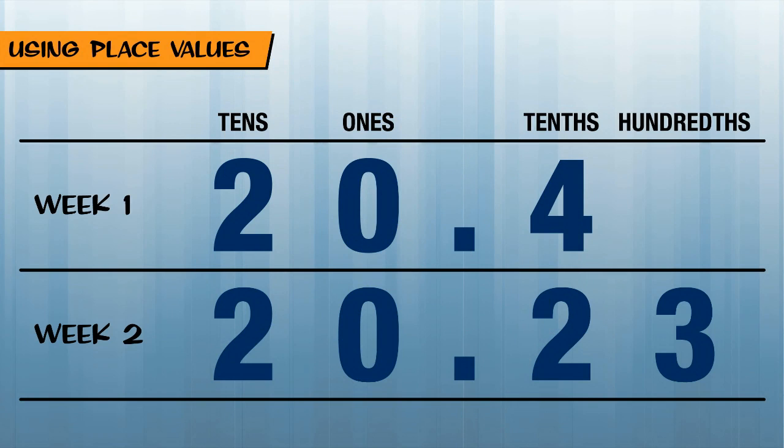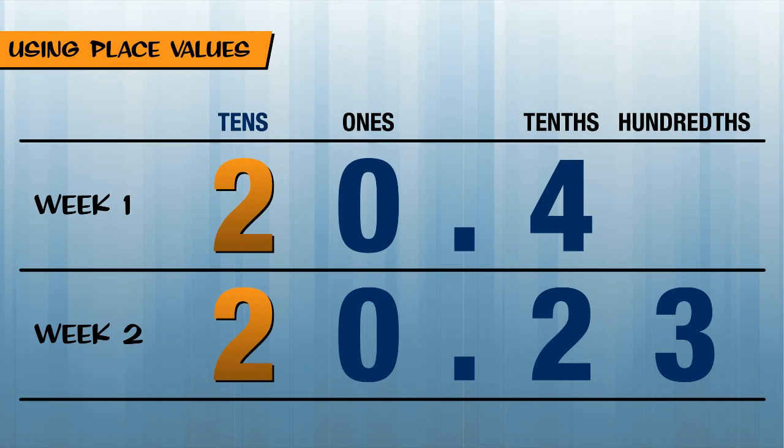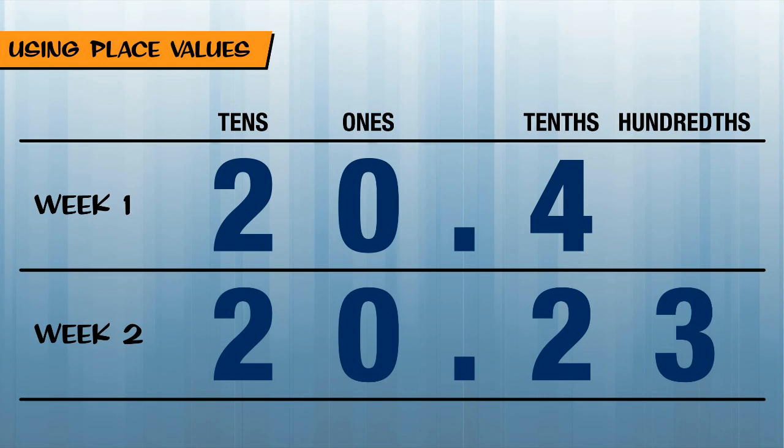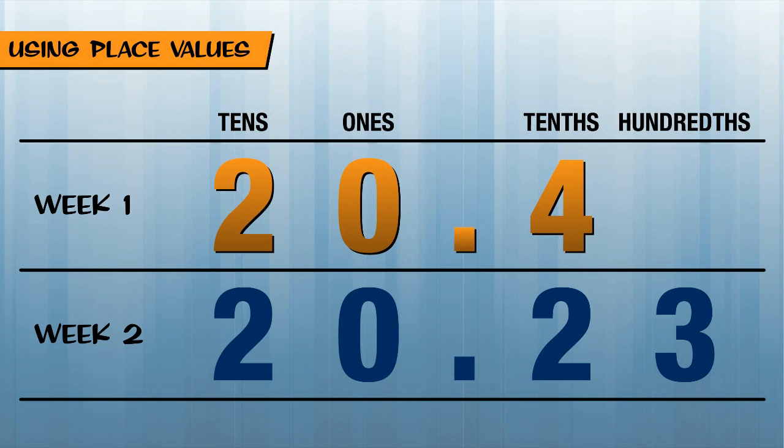The third way is by looking at the numbers symbolically in terms of their place value. We always begin with the largest place value when comparing numbers. Both numbers have 2 10s and 0 1s. Now, let's compare the tenths place. 4/10 is larger than 2/10. 20 4/10 pounds are more than 20 23/100 pounds.